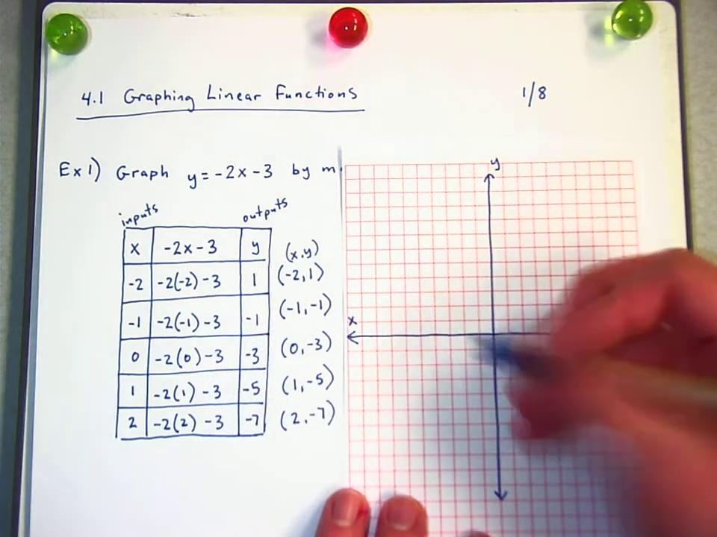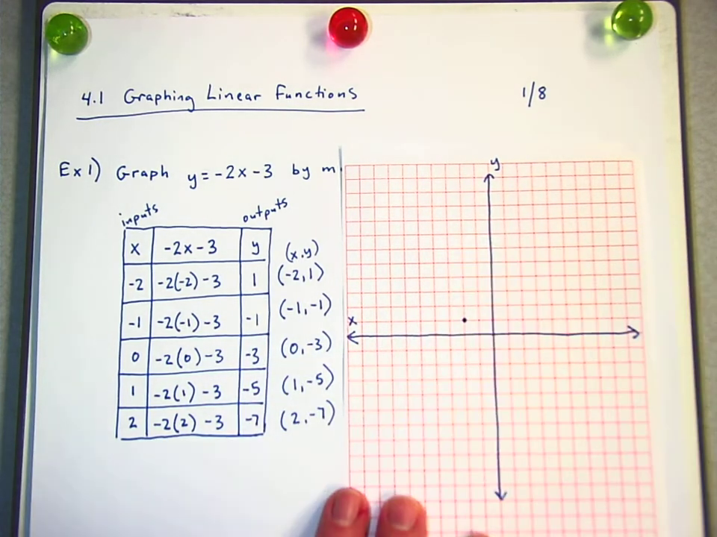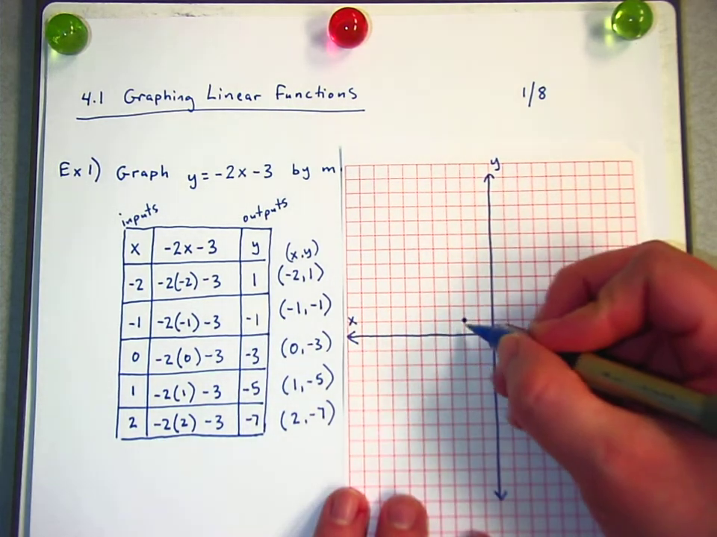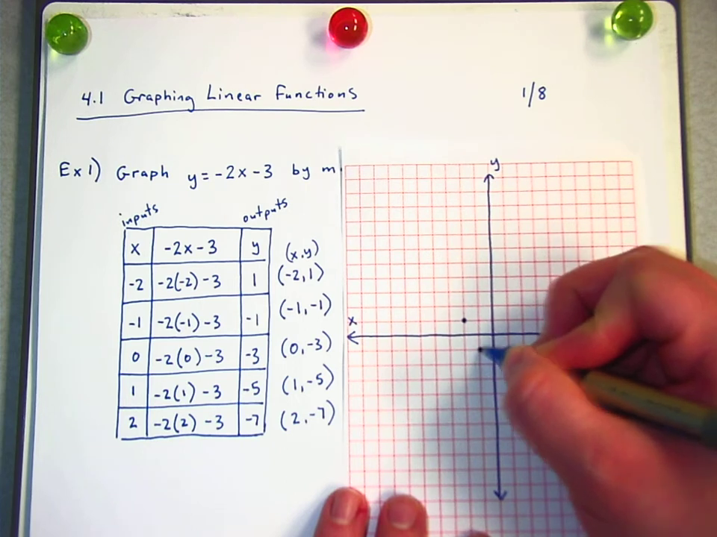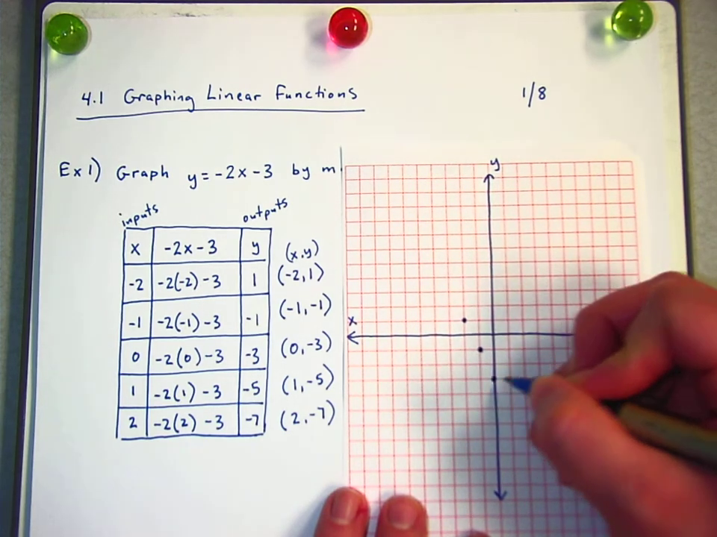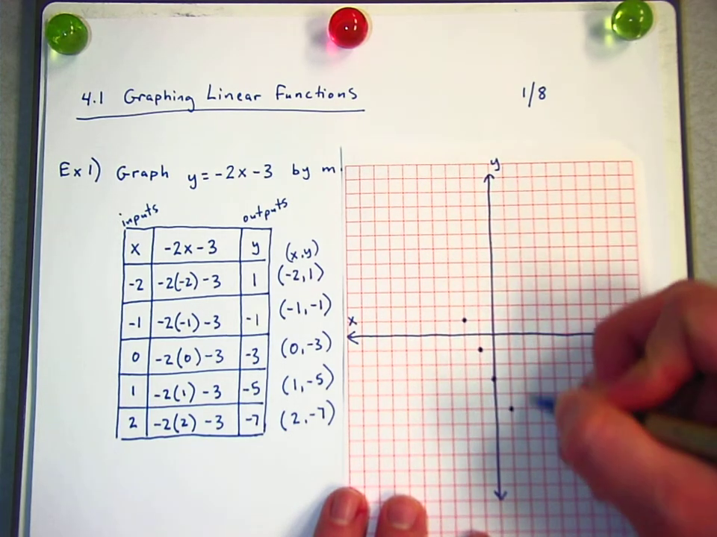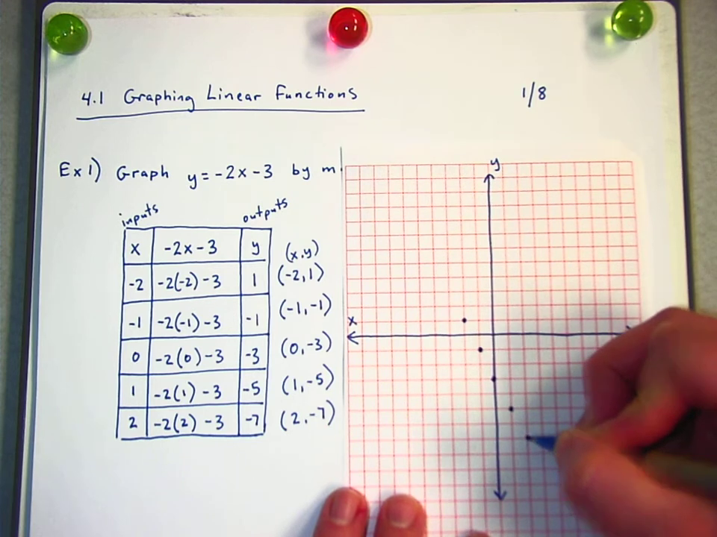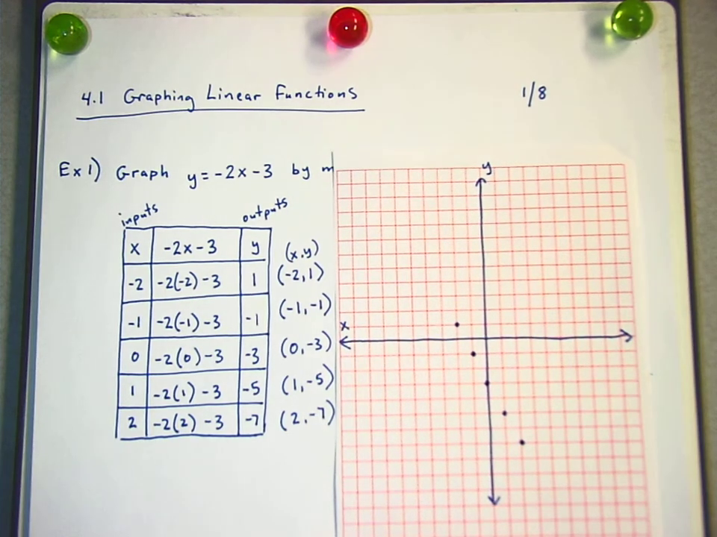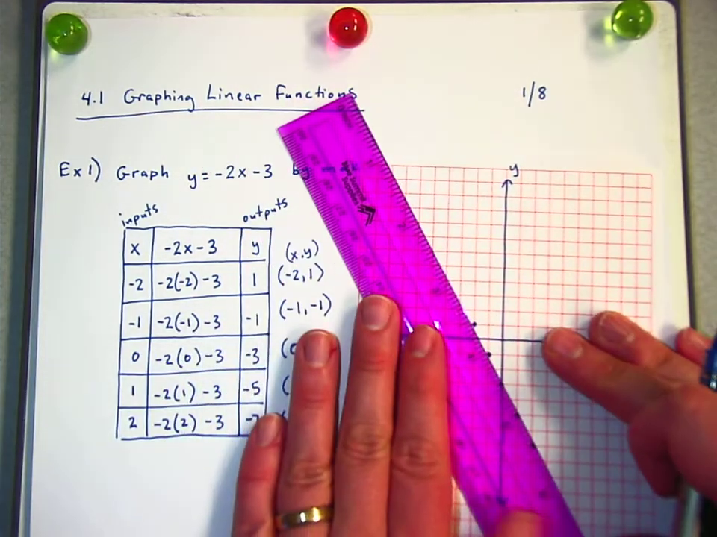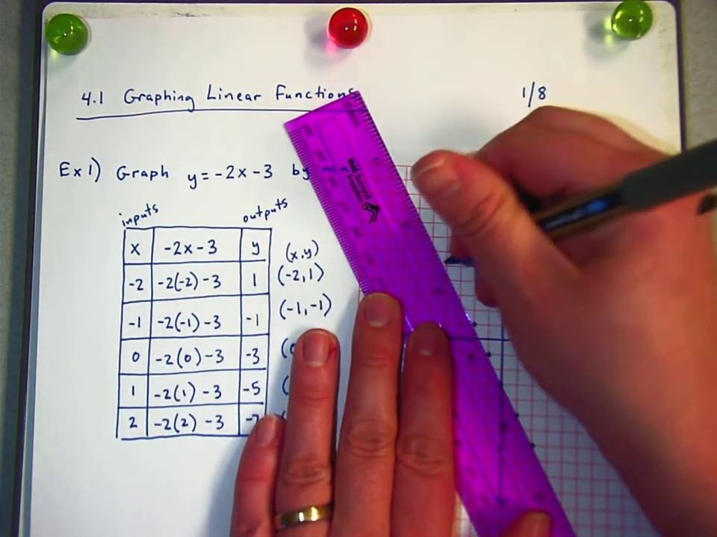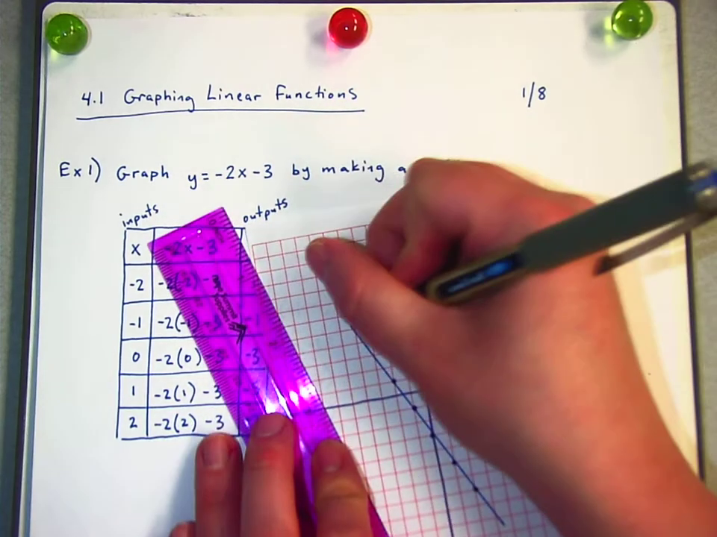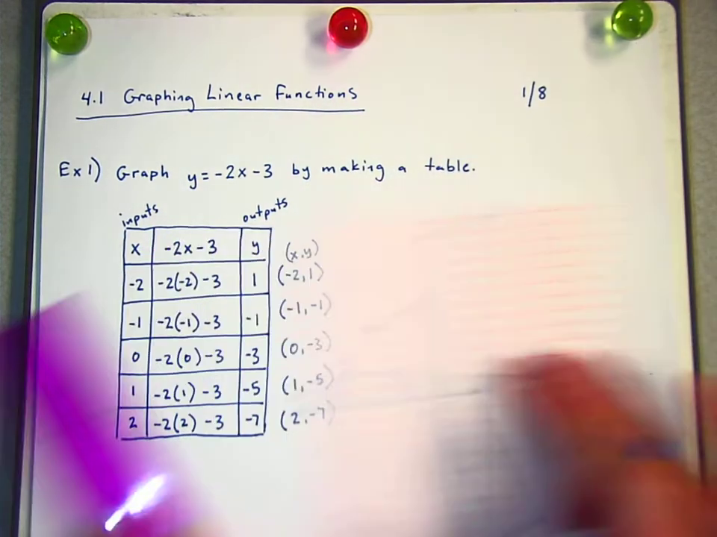Okay, so I'm going to start graphing these points. Let's see, -2, 1. It's right there. And then there's -1, -1, 0, -3, 1, -5, and 2, -7, which is a straight line. And then I'm going to use my ruler to connect the points in my graph, like this.